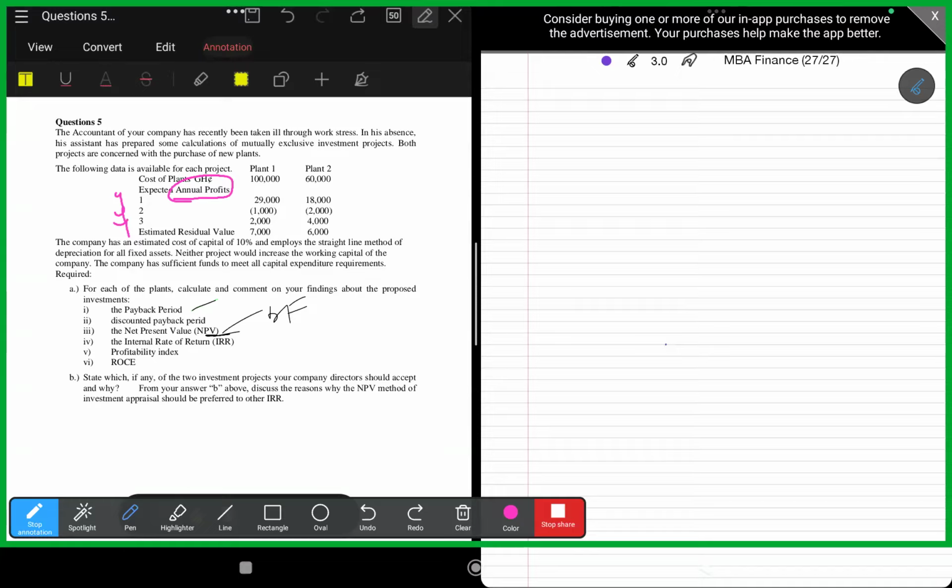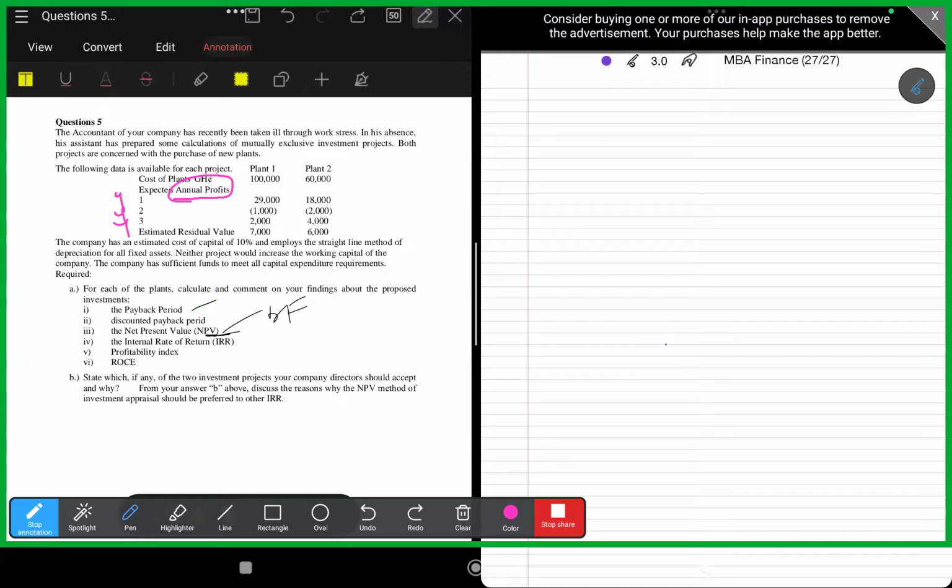And they expected that if they are to purchase a plant of 100,000, the profits anticipated to derive from plant one for year one is 29,000. That's the annual profits. Year two, they'll make a loss of 1,000. Year three, they would earn another profit of 2,000. Then in that same year three, they will sell it for 7,000. Residual value, meaning they'll sell it for 7,000.